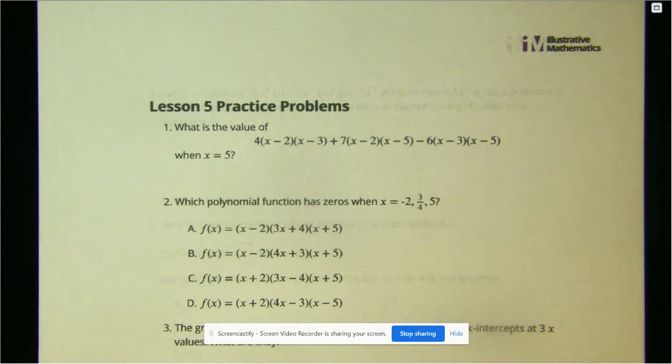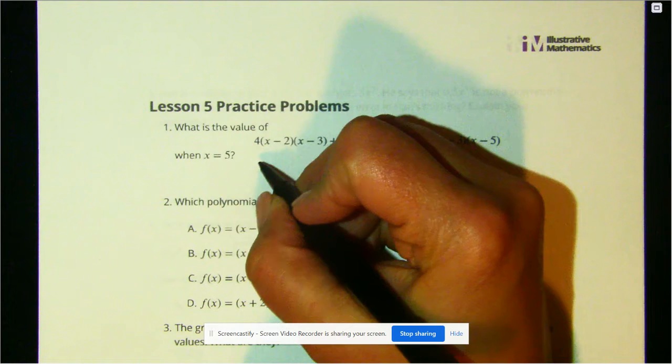It says, number 1, what is the value of, this is a doozy, 4 times (x minus 2) times (x minus 3) plus 7 times (x minus 2)(x minus 5) minus 6 times (x minus 3)(x minus 5), when x is 5. So I'm going to put a 5 wherever I see an x. And I'm going to kind of just do this math in my head.